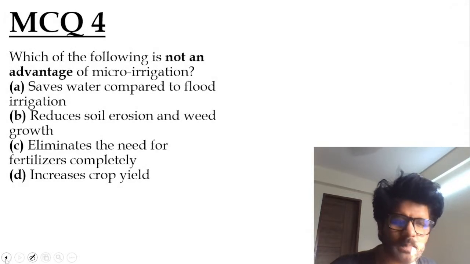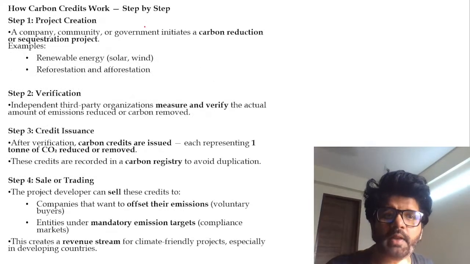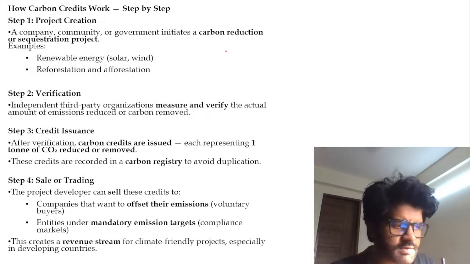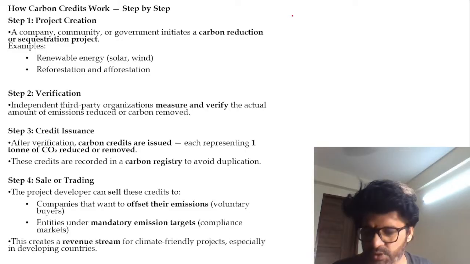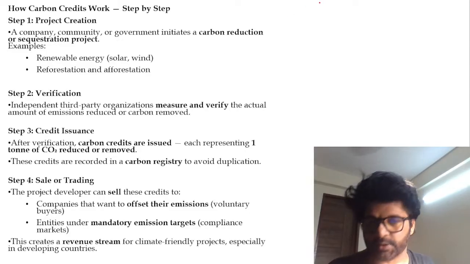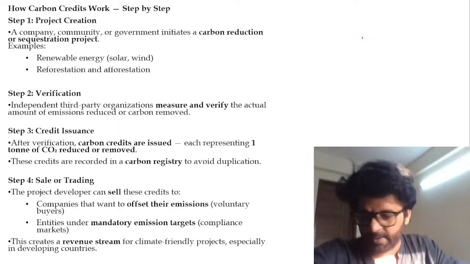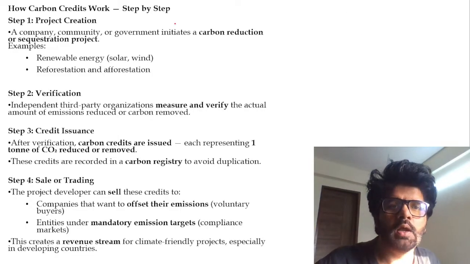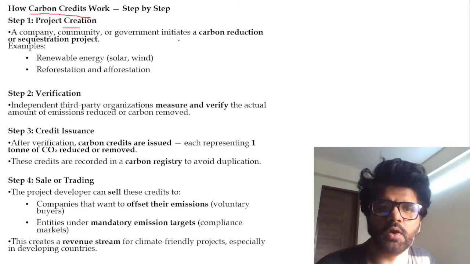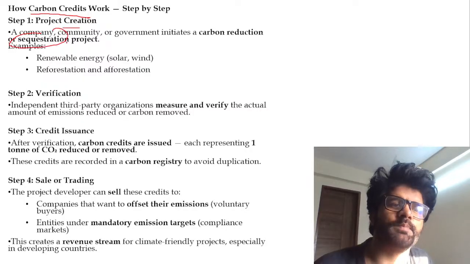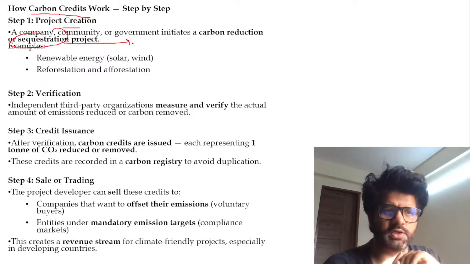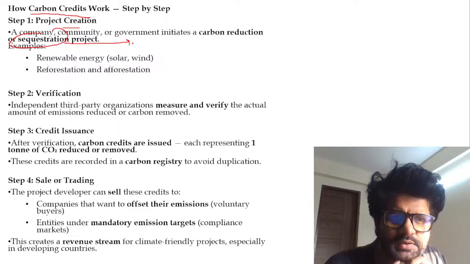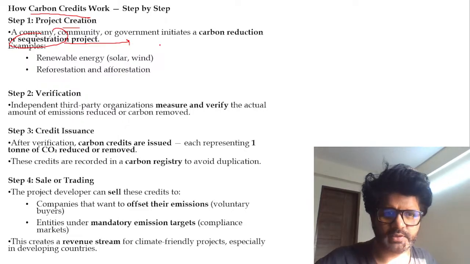So basically, what are the steps of how carbon credit works? And then there are certain projects. There are sequestration projects, there are mitigation projects, and these projects are different from each other. Sequestration and mitigation projects, how are they different? So how does carbon credit work? First of all, there are certain sequestration projects. What are sequestration projects? Mitigation and sequestration projects. So let's try to understand this.